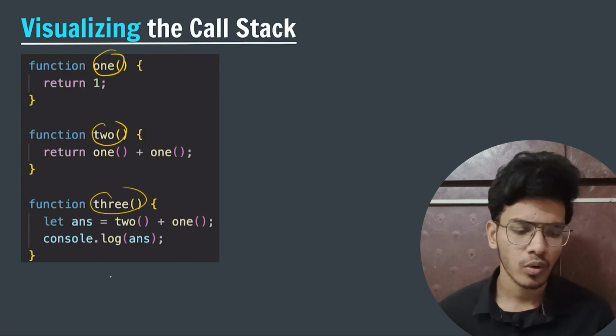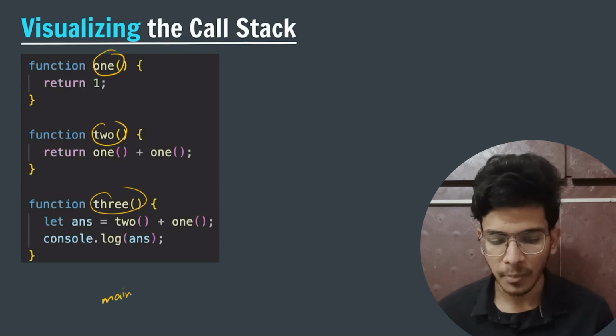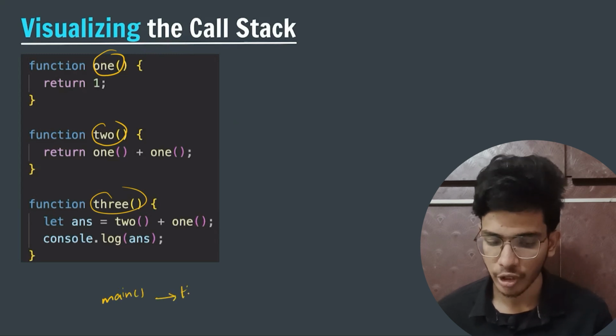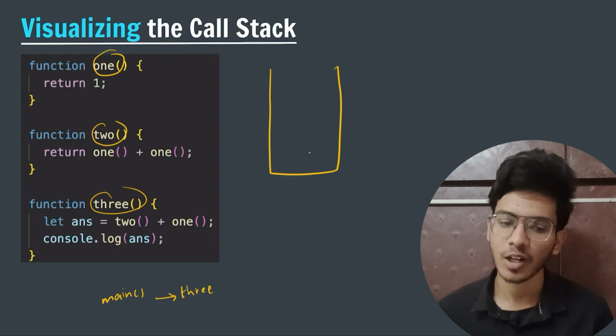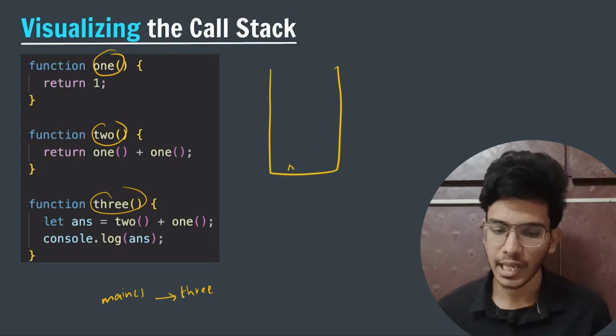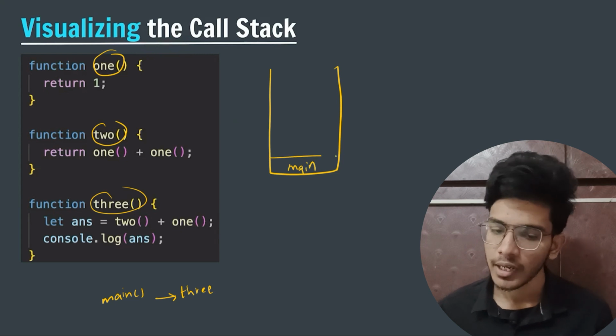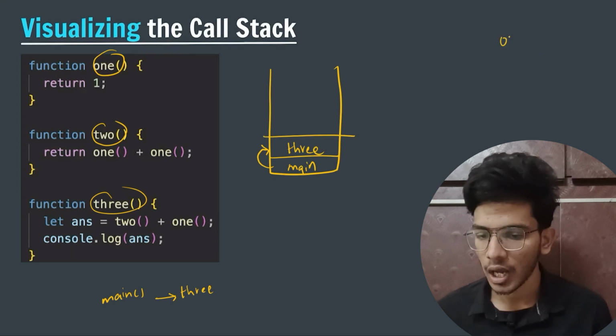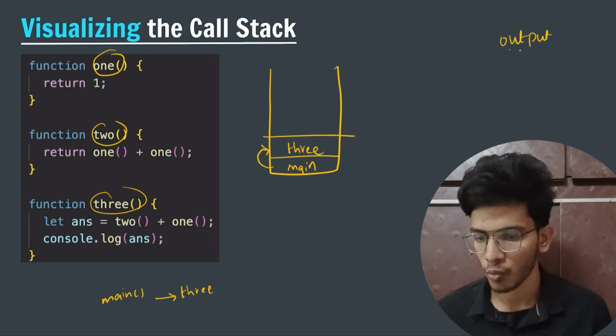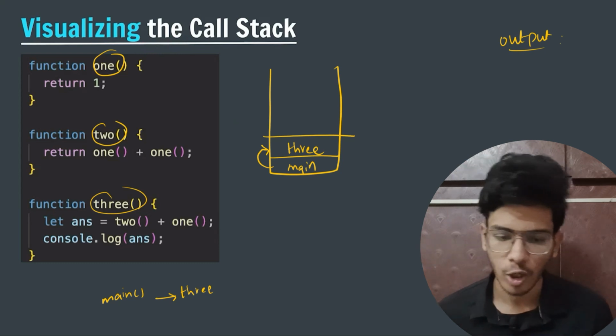Okay, now let's say in the main program I am calling my 3 function. Here let's say this is my call stack. Initially the call stack would be empty, or you can say I will be in my main program. Now the main program will call the 3 function, and here I will print the output.